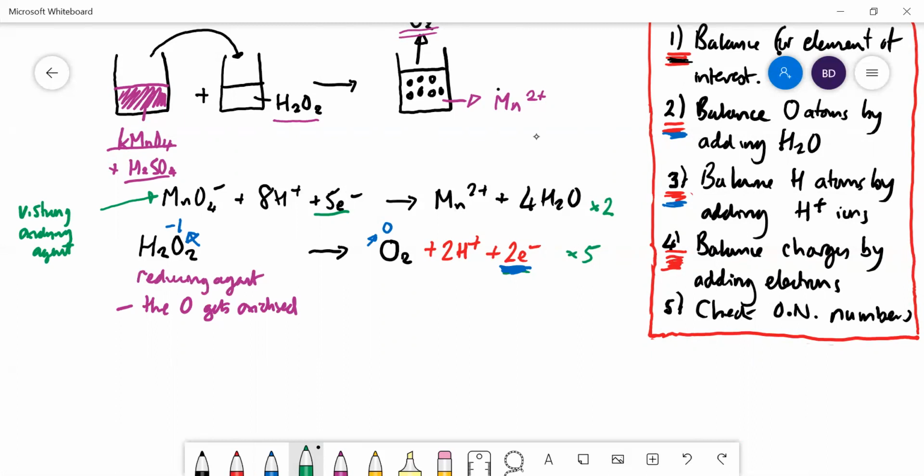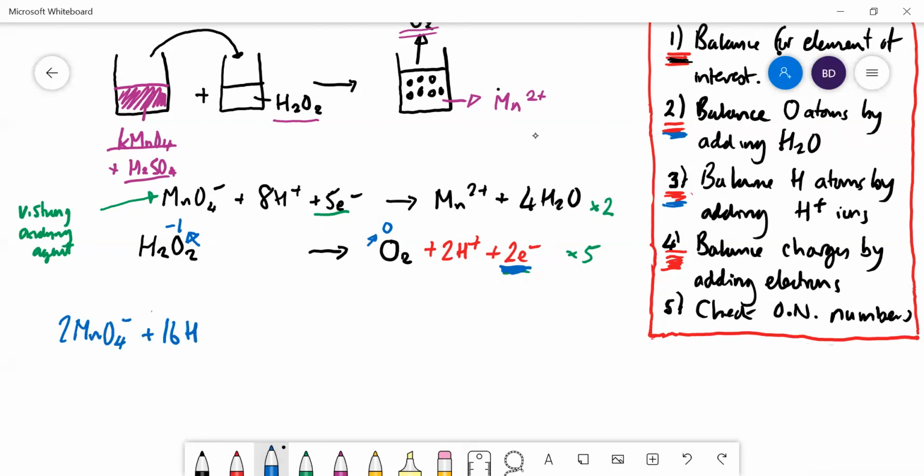Right, so back to balancing it then. Okay, so we need 2 manganates. I'll do it in blue, actually. 2 manganates, 16H pluses. The electrons are going to cancel out, so I'm going to ignore them. We need 5 H2O2s. We're going to form 2 Mn2 pluses, 8 H2Os, and we are going to form 5 oxygens and 10 H pluses.